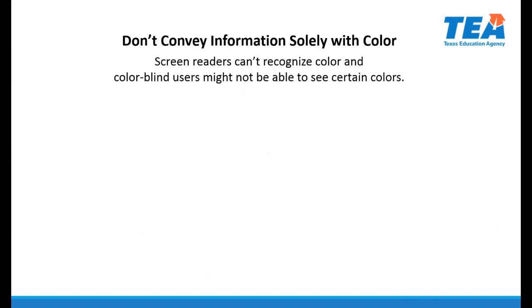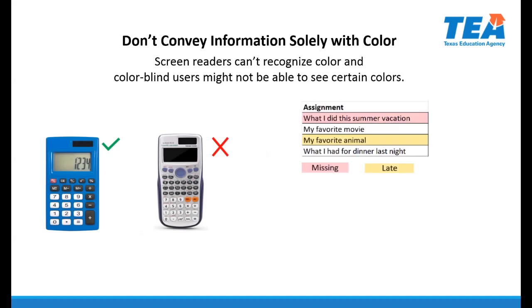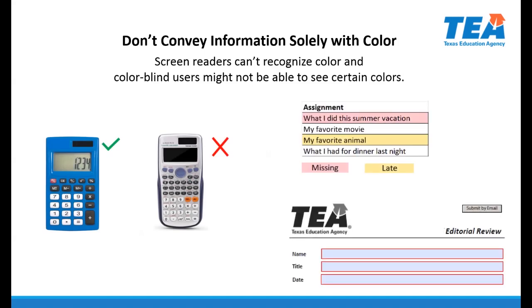Don't convey information solely with color. Screen readers can't recognize color, and some colorblind users won't be able to see certain colors. In this example, we have a picture of two calculators. One has a green check mark, the other one has a red X.